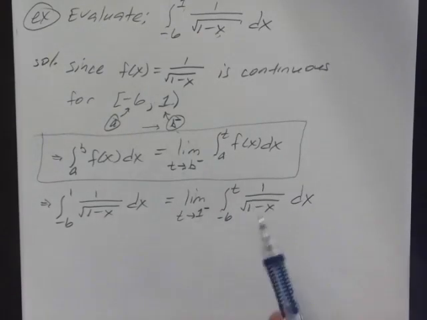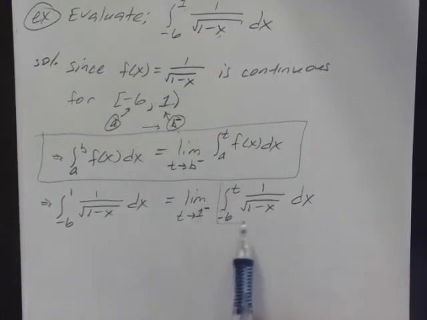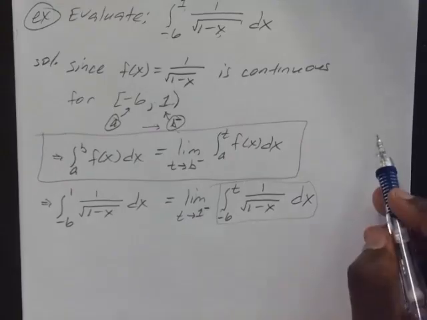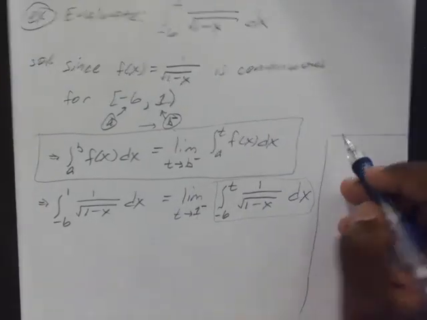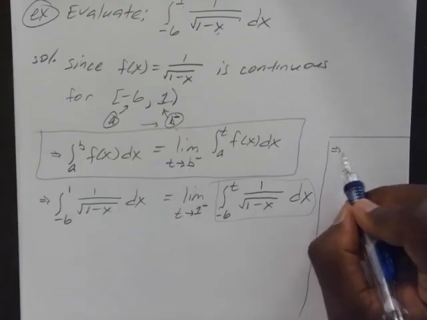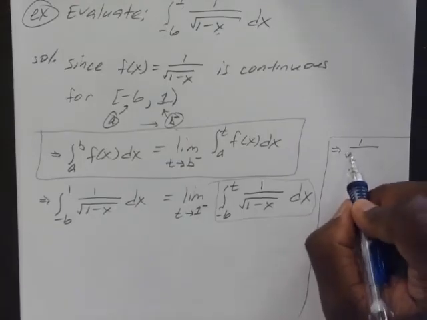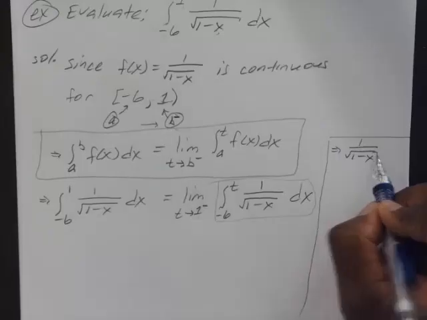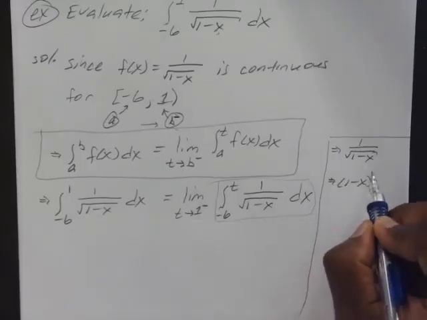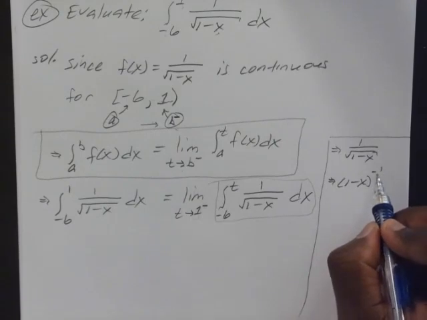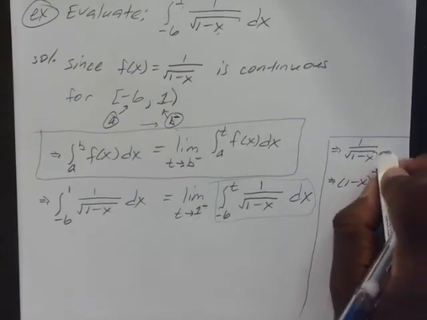Okay, so we can go ahead and integrate our 1 over the square root of 1 minus x. And we'll do that on the side just to kind of save space. We know that we can rewrite 1 over the square root of 1 minus x as 1 minus x to the negative 1/2 power.